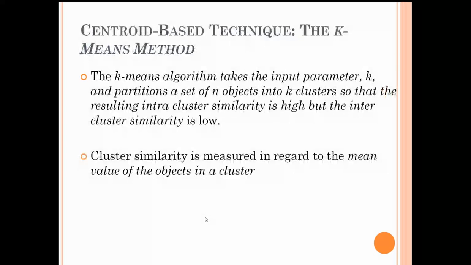Moving further, the centroid based technique, that is the k-means method, we are discussing first. It says that the k-means algorithm takes the input parameter k and partitions a set of n objects into k clusters so that the resulting intra-cluster similarity is high but the inter-cluster similarity is low. That means I have to take some input parameters and do the partitioning on the basis of the k value. That means I'll apply the cluster formation on the basis of the value k.